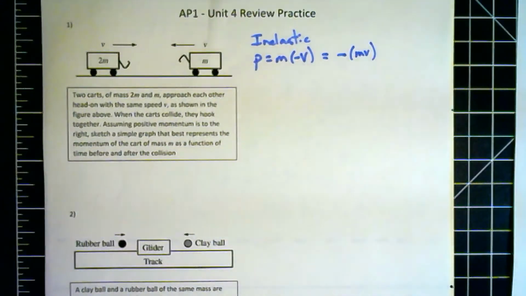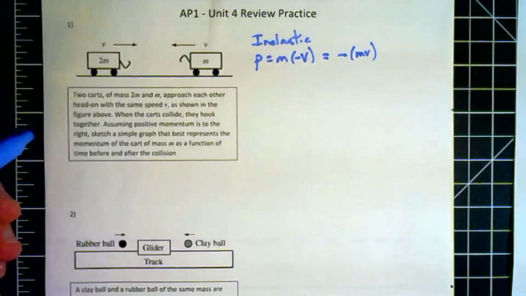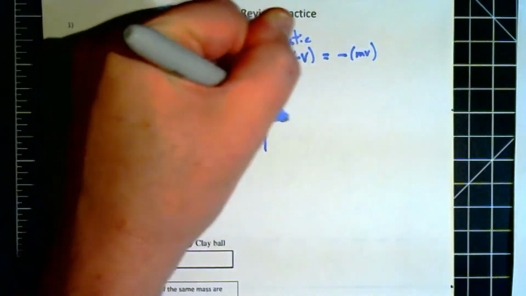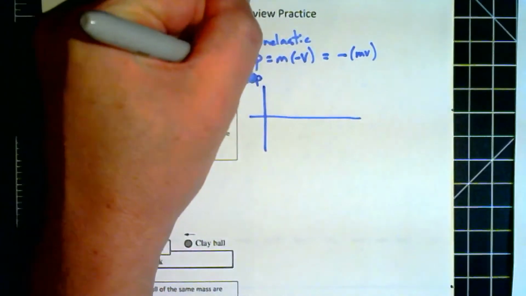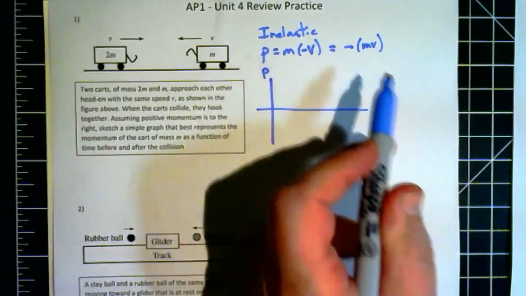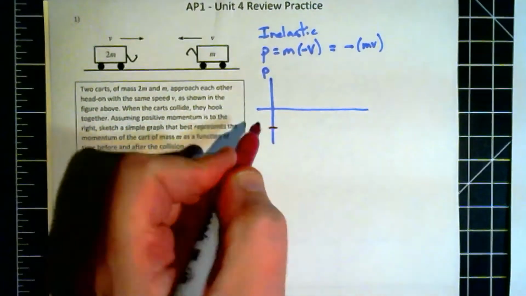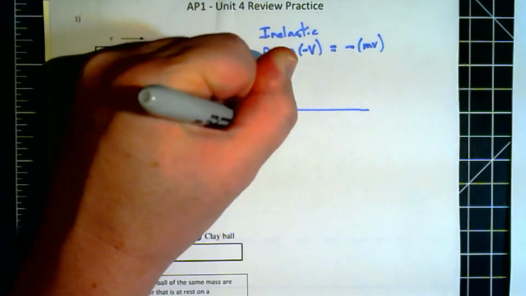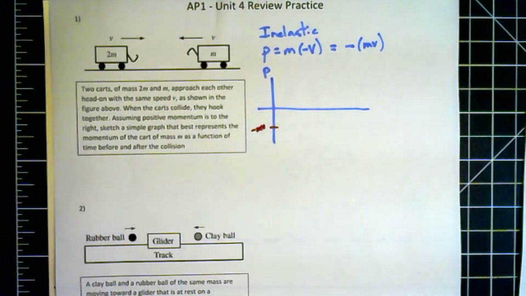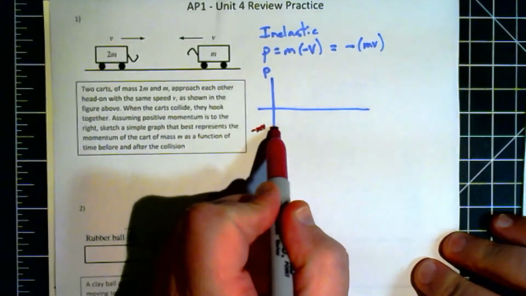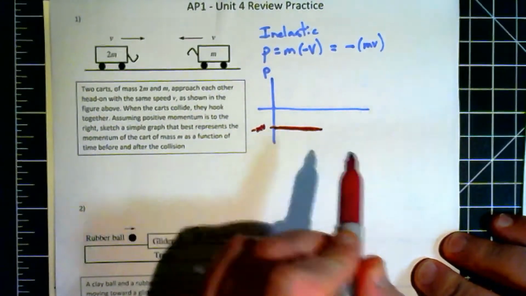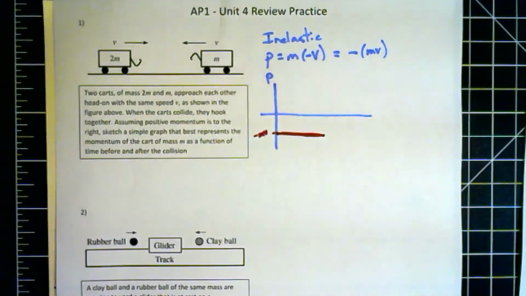Now, the question says, let's sketch a graph of the momentum. So the momentum graph would start off at that negative mv number. So you would start off at some value down here, which is equal to negative mv, and it's going to be constant. The reason why it's constant is because there's no forces to change that velocity. It's a friction-free environment, so it's a constant velocity, therefore constant momentum.